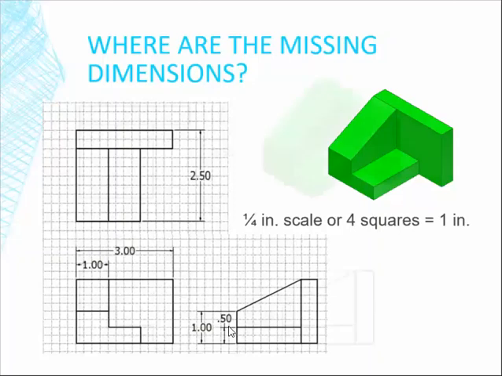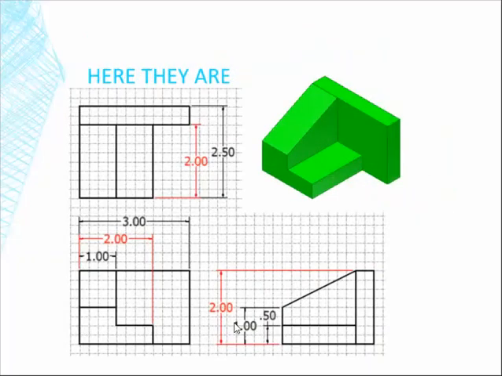Alright, so let's check and see what it is. So here they are. There's 3 of them. Here's the one depth dimension that's missing. I have an overall depth, but then I also have the depth here from this face right here, or this face in the isometric, to the front face. The distance from here all the way up to the front is 2.